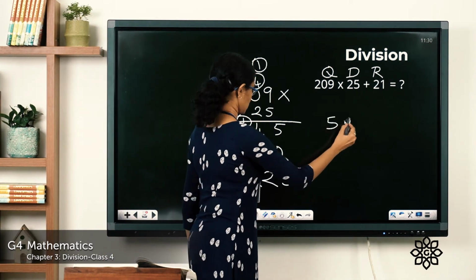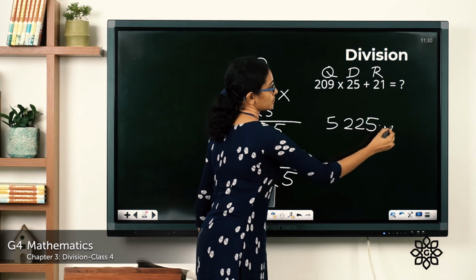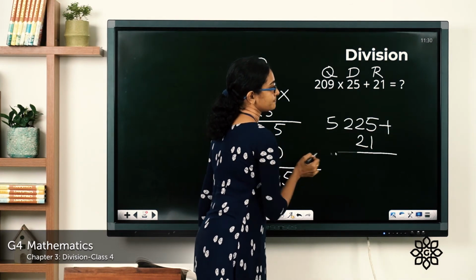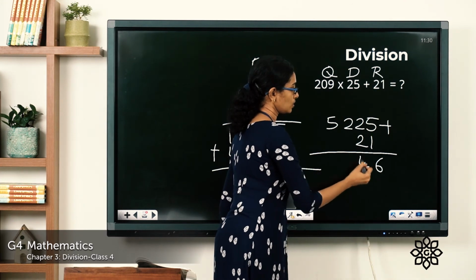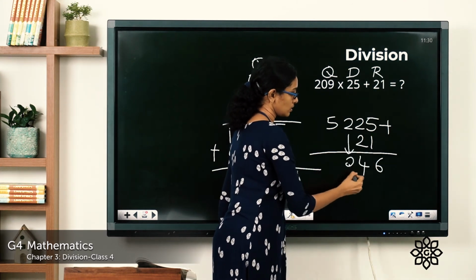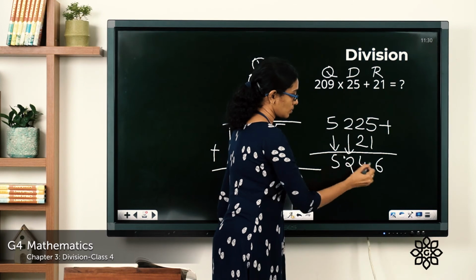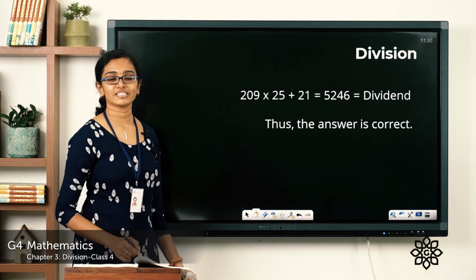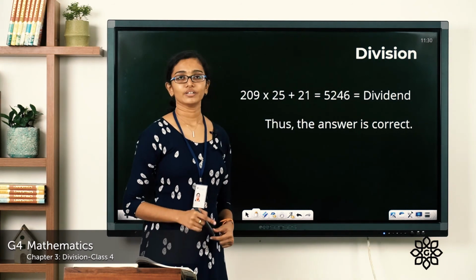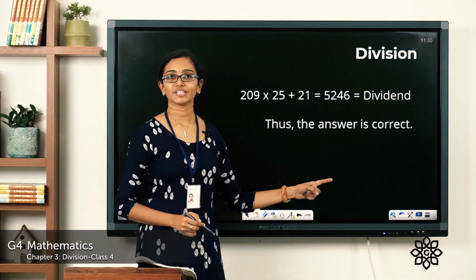So 5225 plus 21. What is 5 plus 1? 6. 2 plus 2, 4. Bringing this 2 down and bringing this 5 down. What is the number we have? We have 5246, which is our dividend. So we have done the division correctly.